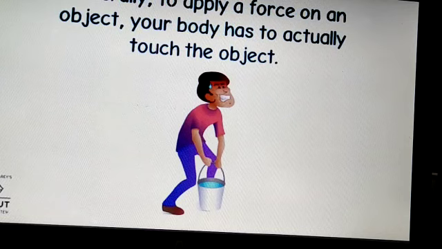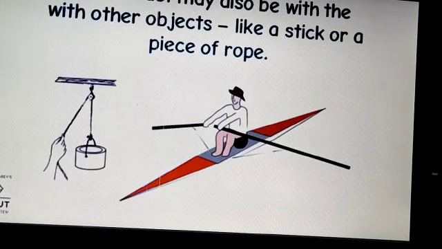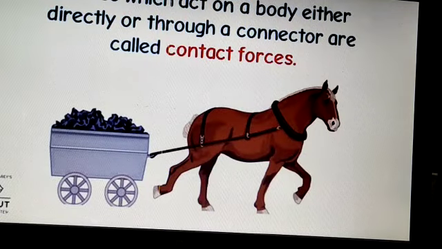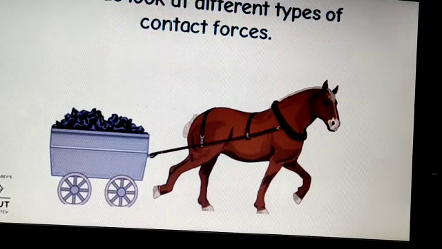So contact force is again divided into many categories. First one is your muscular force. So when we use our muscles of hands, arms or legs and all for doing any work, that type of force is known as muscular force. You see the definition of contact force is given here. So example of different types of contact force.